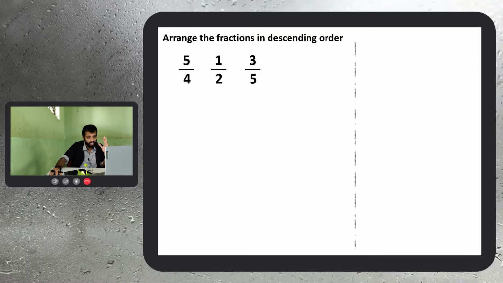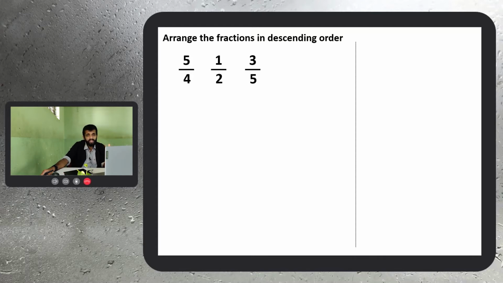So here we're not having whole numbers, we're having fractions. So how do we calculate them? These are the fractions that I have: 5 upon 4, 1 upon 2 and 3 upon 5. Can I tell which number will come first?